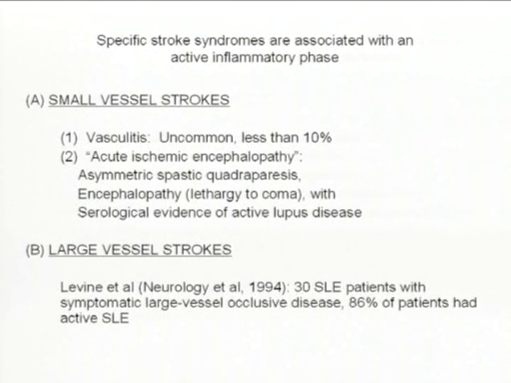present with low complements. Large vessel strokes are also uncommon in lupus, but when they do occur, they're usually associated with active disease. Levine in 1994 did a study looking at 30 lupus patients with symptomatic large vessel occlusive disease verified either angiographically or histopathologically, and found that 86% of these patients had active lupus. So this is one side of the spectrum.